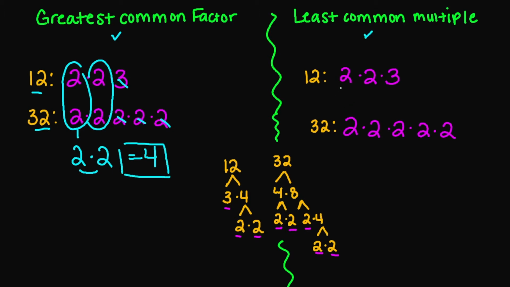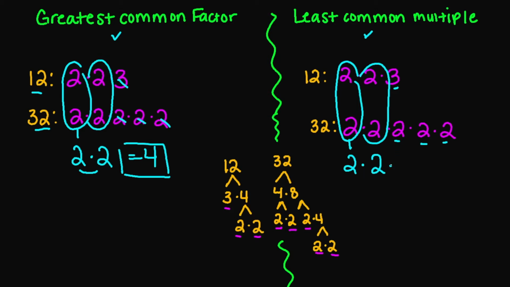So now let's look at our LCM. We have a match right here. I'm going to write this 2 one time. We also have a match right here. I'm going to write this 2 right here. And then all the other numbers, I have a 3, 2, 2, 2. I'm going to add them to my answer because I do not have any other matches.